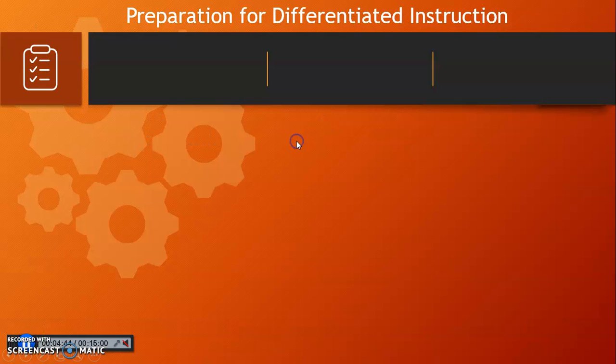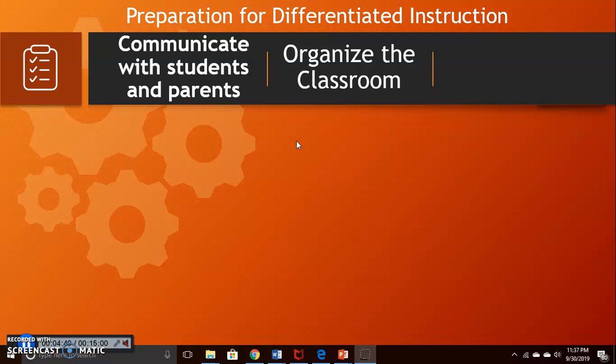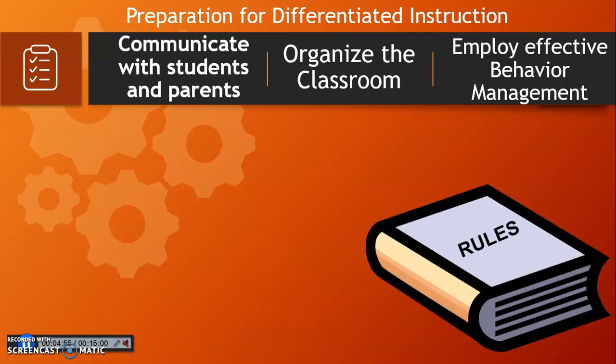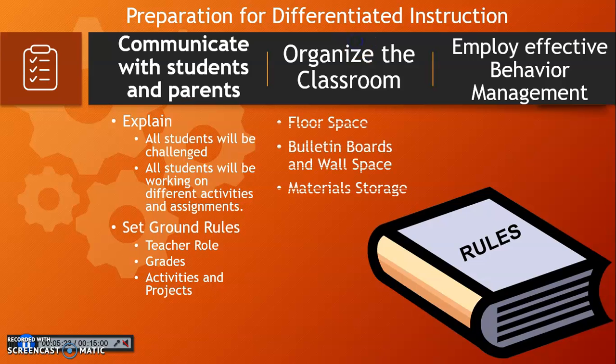I'm going to move on to preparation: organize the classroom and employ behavior management. Communication with parents starts with explaining. As a teacher, you're going to want to explain that all students will be challenged and that all students will be working on different activities and assignments. Then you want to set ground rules, like the teacher's role in the classroom, such as it being more student-led. You also want to set ground rules on grades, how assignments will be graded, and how activities and projects will go during the semester.